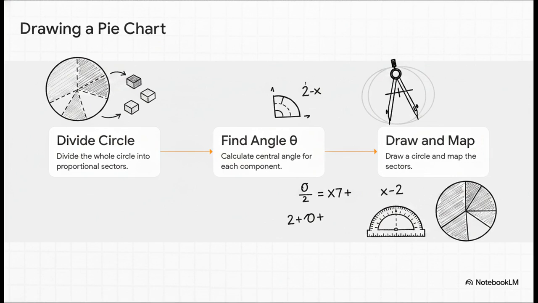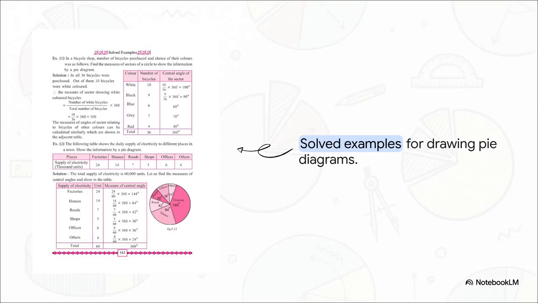Let's look at an example to make this crystal clear. Please focus your attention on the bicycle shop example on this slide. This shop purchased a total of 36 bicycles of various colors, and we need to draw a pie chart for this. Let's look at the white bicycles first. There are 10 white bicycles. Our total number of bicycles is 36. So let's apply our formula. We take 10 divided by 36 and then multiply by 360 degrees.